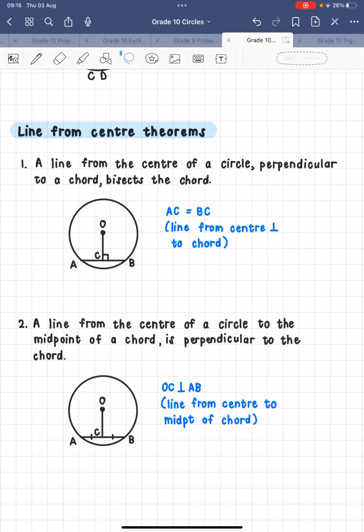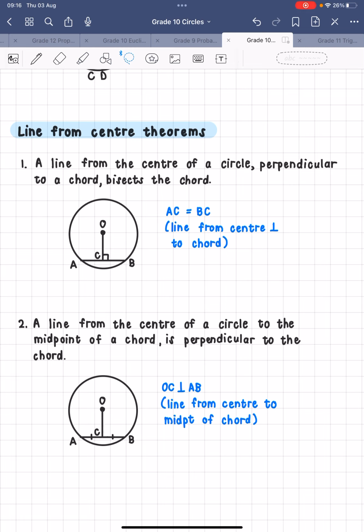Okay, guys, so here, like I said already, I'm hoping that you noticed while you were writing these down that these two theorems are converses of each other, right? So the first one is saying a line from the center of a circle. Here you can see point O is supposed to be the center. Looking at it now, it's not, but anyway, I didn't draw it very accurately, but it's supposed to be the center.